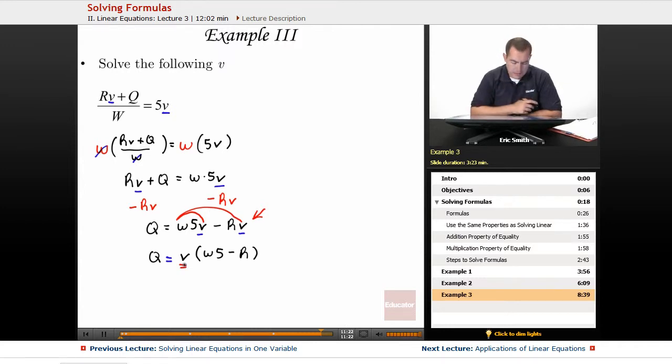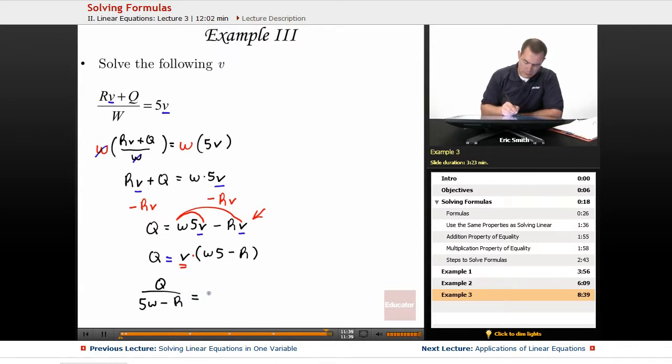So how do we get it all by itself? Well, v is being multiplied by 5w minus r, that entire thing inside parentheses. So we'll divide both sides by that, and then it should be all alone. So 5w minus r equals v. So I literally just took this entire thing right here and divided it on both sides.